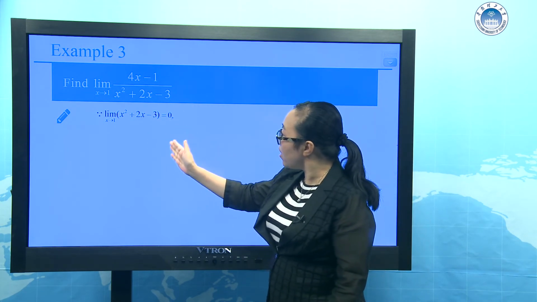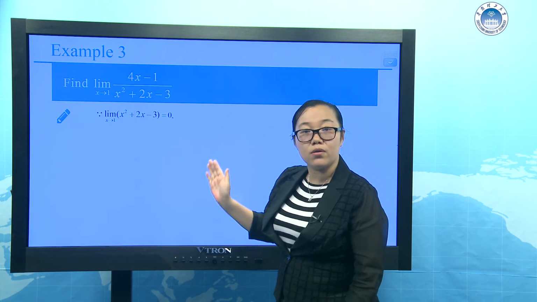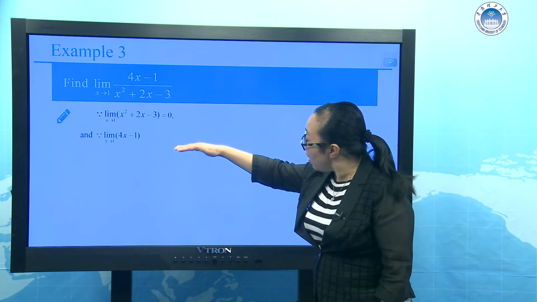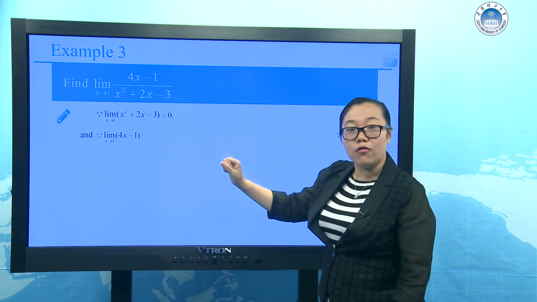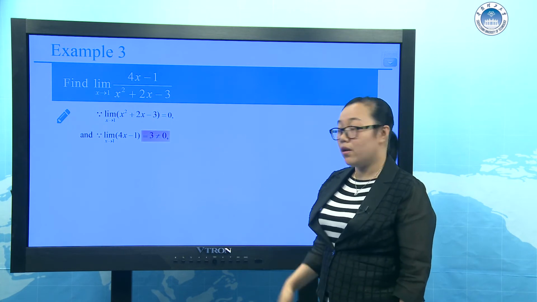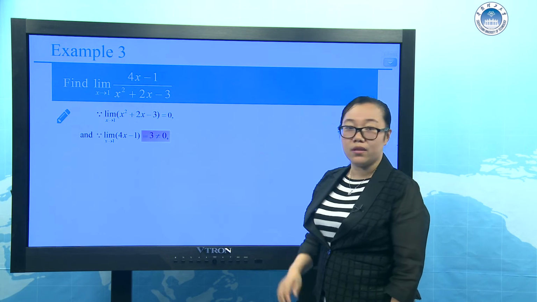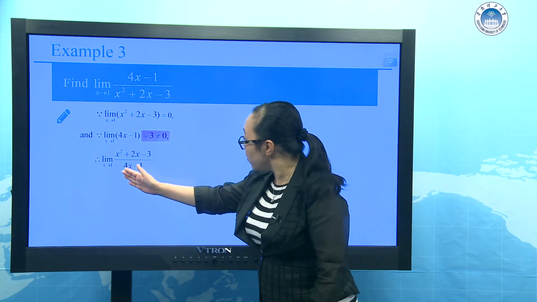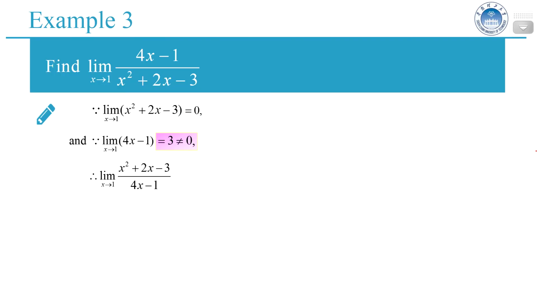1 squared plus 2 minus 3 equals 0. So we can get this equals 0. How about this? Limit of 4x minus 1 equals 3. 3 doesn't equal 0. So we have this expression: x squared plus 2x minus 3 over 4x minus 1 equals 0 over 3. 0 over any non-zero real number equals 0.